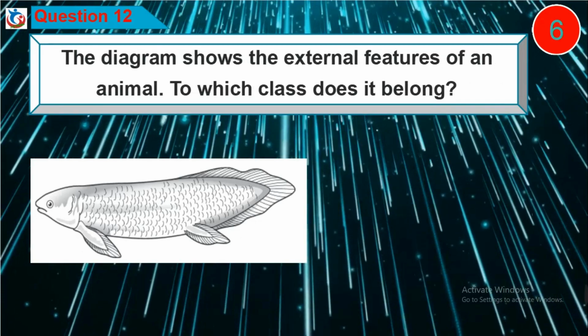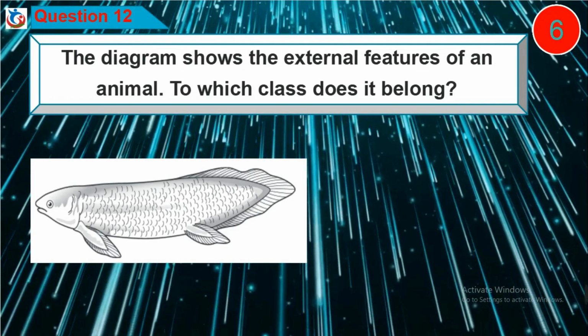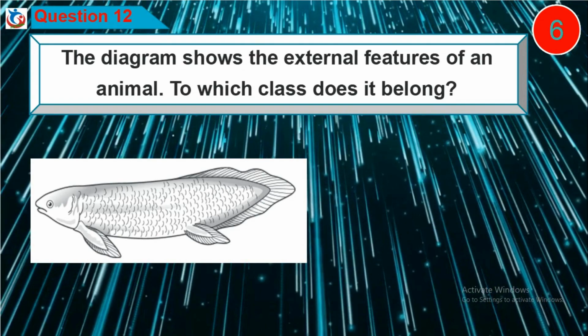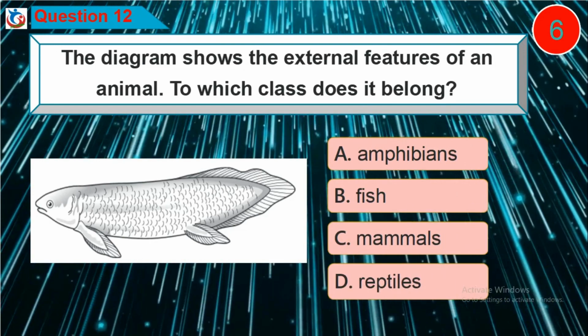Question 12. The diagram shows the external features of an animal. To which class does it belong? Is it option A, B, C, or D?